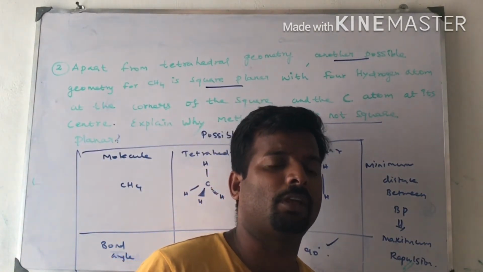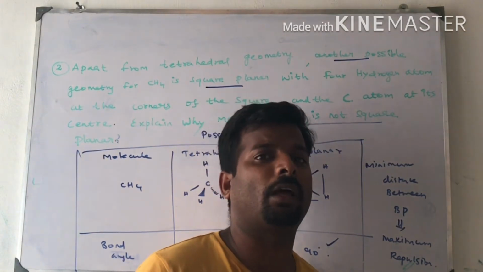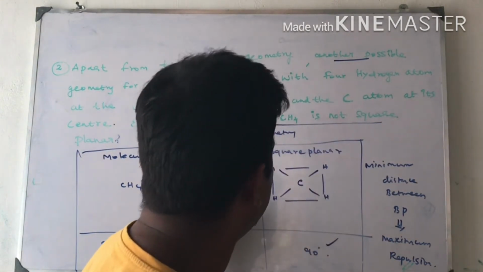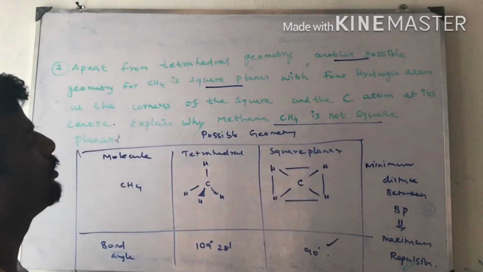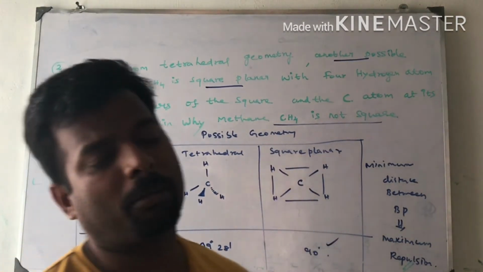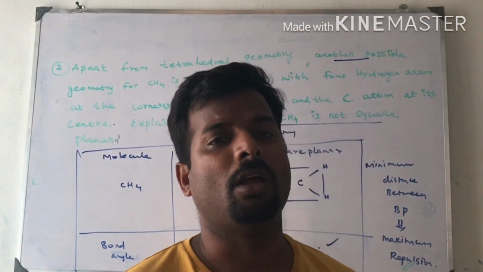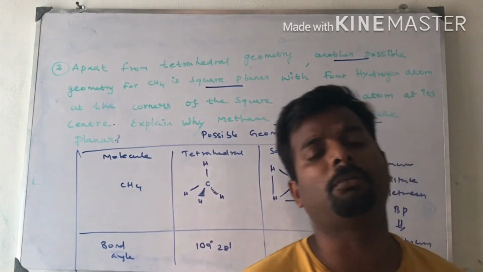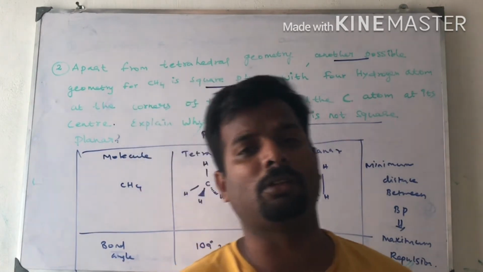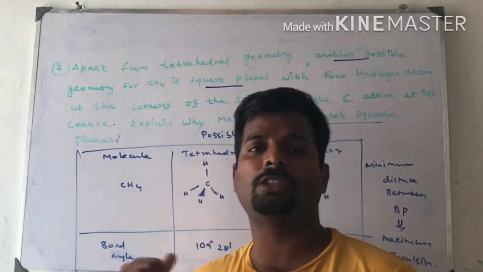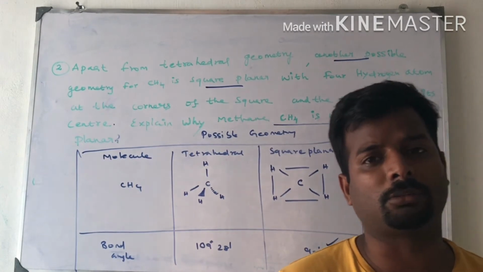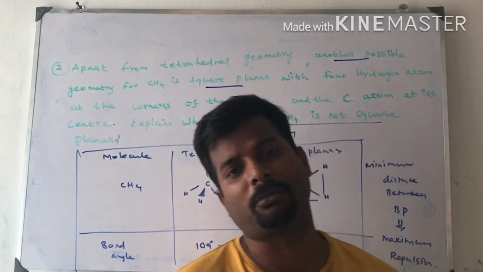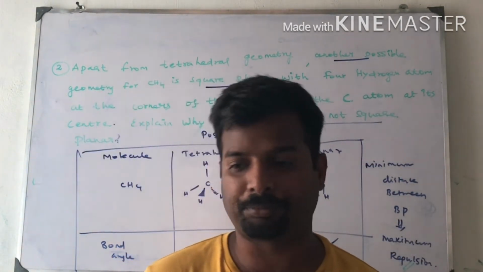The distance between each bond pair increases, therefore the repulsion between them decreases. This is a comparatively stable molecule than this. That is why tetrahedral is the permanent geometry for methane, and square planar is not. In a square planar molecule, the repulsion between each bond pair is maximum and the stability of the molecule is minimum. That is why we have to change to the tetrahedral molecule. Bond angle is more, distance between each bond pair is more, repulsion is minimum, stability maximum. That's why this structure is acceptable.